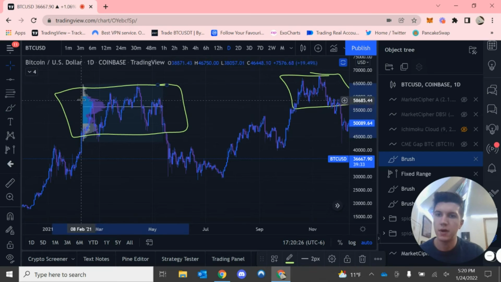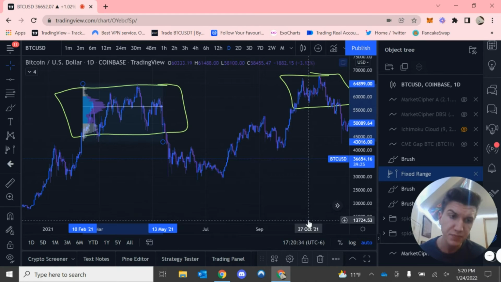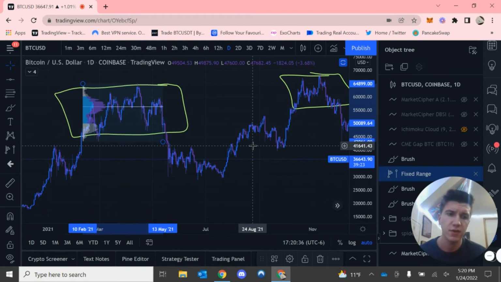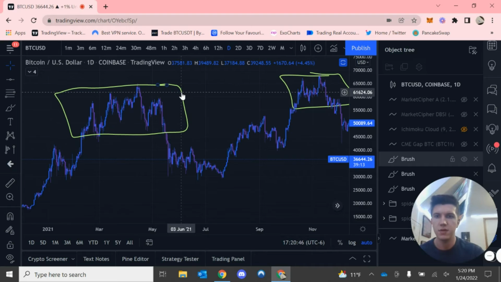By the way, here are the settings that I use. I use a row size of 200 and a value area volume of 68, just so anyone knows. I think the standard settings are like 60 and 70 for value area, but I change it a little bit just to get me better readings.